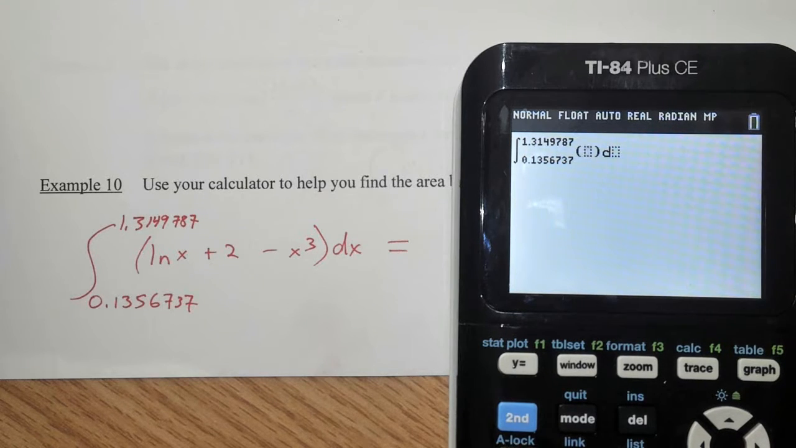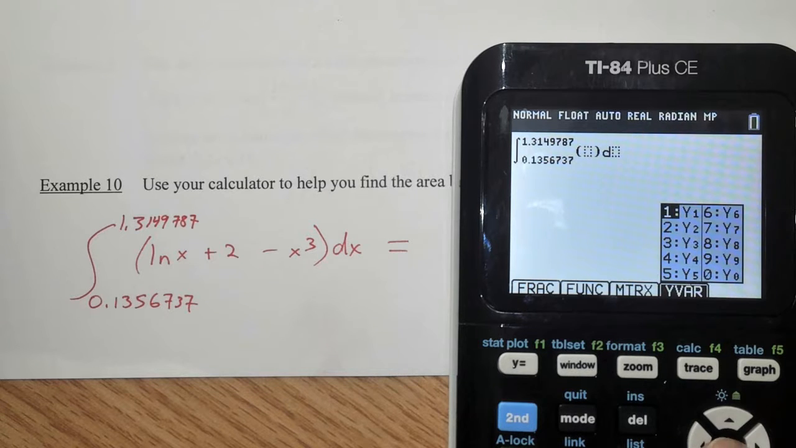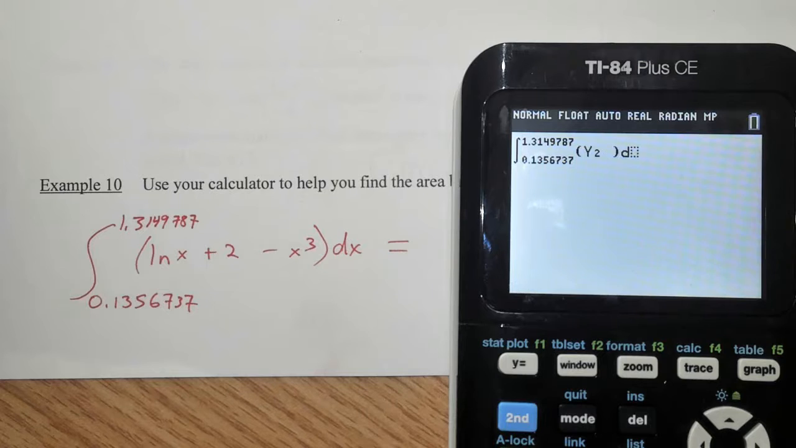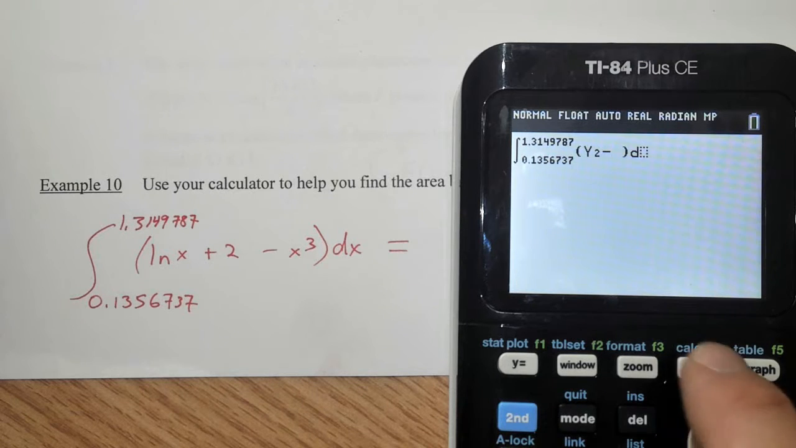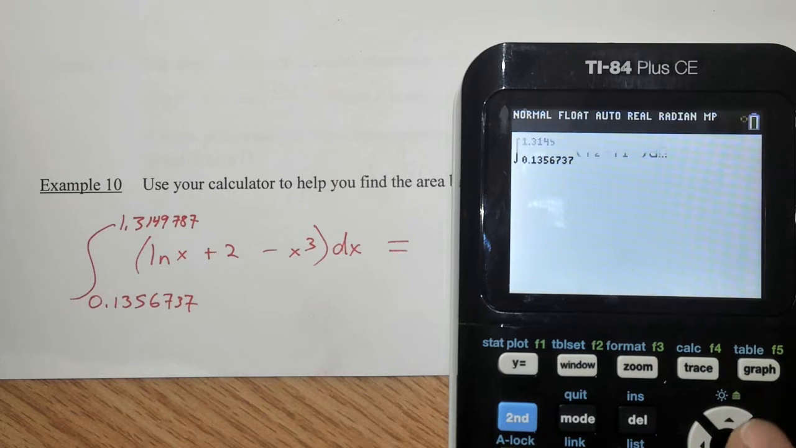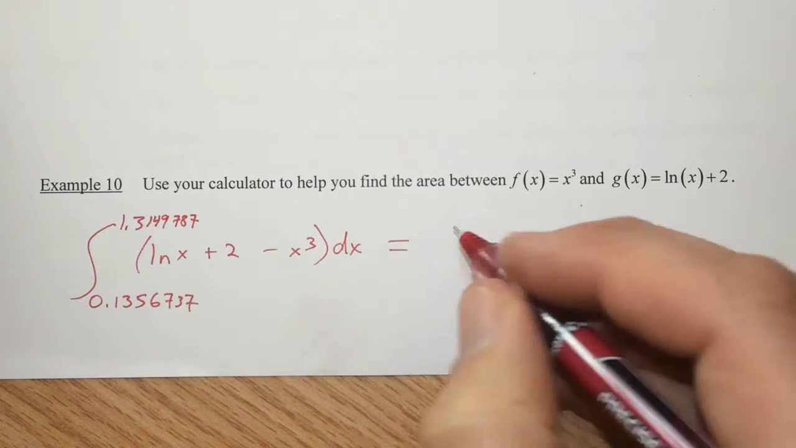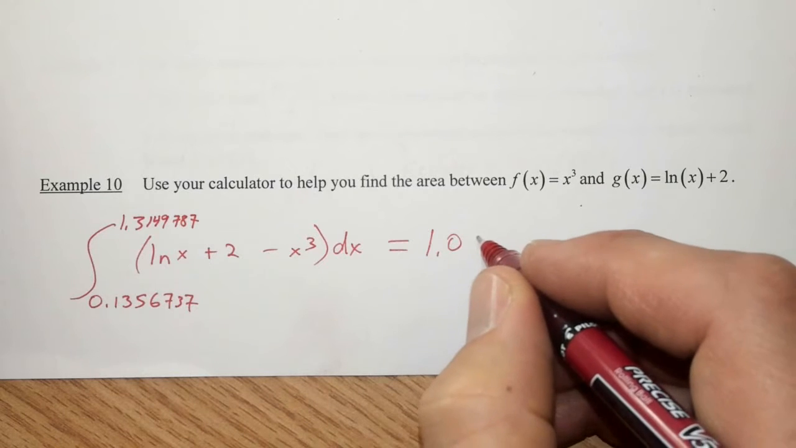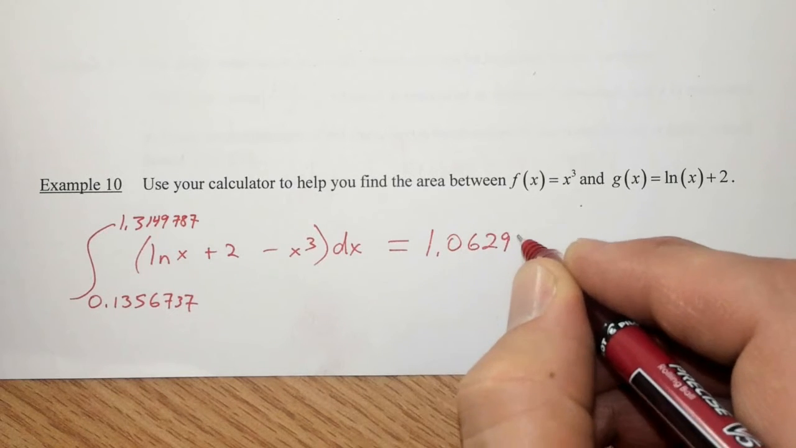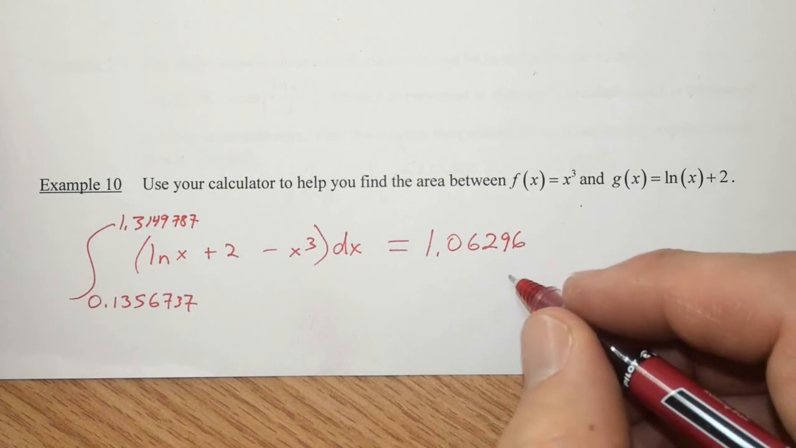So again, alpha and trace to bring up these commands, and we want the y2 to go first, and then minus, and then alpha trace, and now y1 and dx. So we'll let the calculator think about that, and we have our answer there, 1.062 or 1.063. Right, so or if you prefer, you can go up more decimals than that. 6296 will work as well, and we're done.